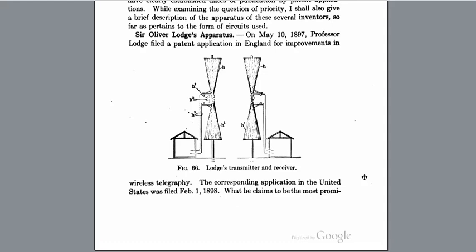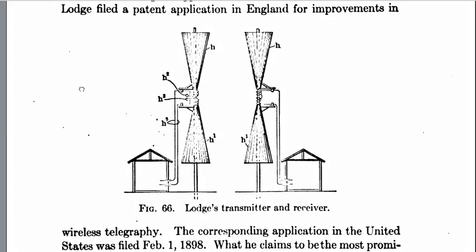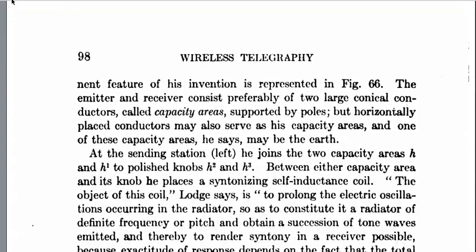Between either capacity area and its knob, he places a syntonizing self-inductance coil. The object of this coil, Lodge says, is to prolong the electric oscillations occurring in the radiator, so as to constitute it a radiator of definite frequency or pitch, and obtain a succession of tone waves emitted, and thereby to render syntony in a receiver possible, because exactitude of response depends on the fact that the total number of oscillations in a suitably arranged circuit is very great.